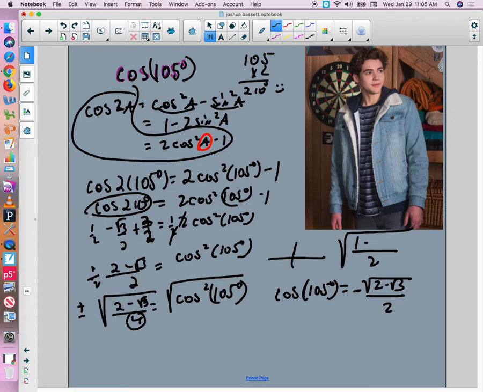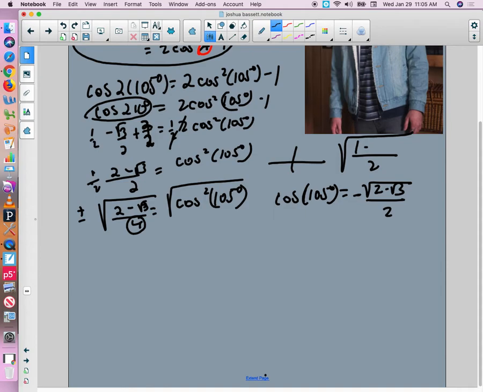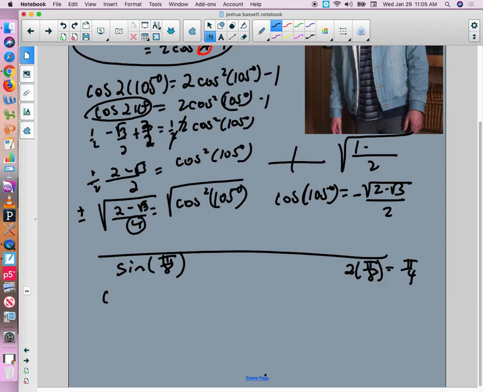Now, if you have radians, like for instance, if I want to find the sine of pi over 8 or pi over 12, all right? What is 2 times pi over 8? Isn't that pi over 4? So I'm going to say cosine 2a equals 1 minus 2 sine squared a. So whatever goes here is doubled here, and you'll know that number.